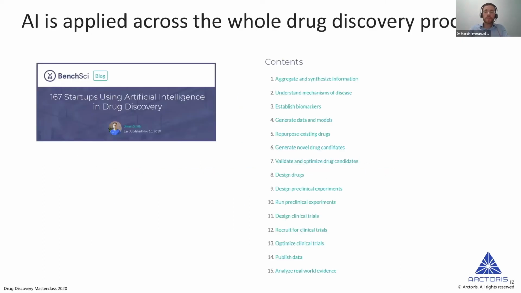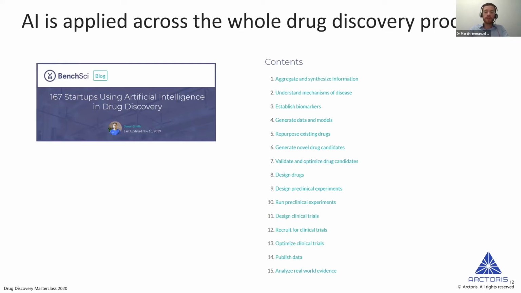So what can AI be used for within drug discovery? The short answer is for almost everything. This list is taken from Simon Smith, who is the Chief Strategy Officer of BenchSci, an AI-driven company in the drug discovery space itself. Simon Smith's list is probably one of the most important reference points if you want to learn about AI companies within drug discovery. His list contains several hundred entries, and it has been updated several times.